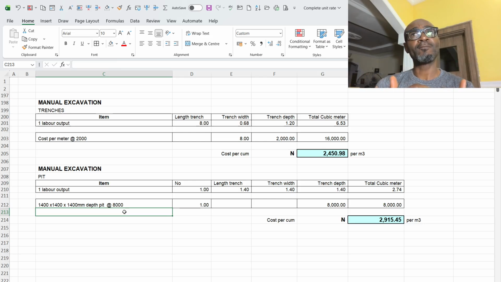If you have been following trends, you see that excavation during rainy season tends to be cheaper compared to the dry season, because during the dry season the soil is hardened and their output will be low. So they tend to charge higher in the dry season, but charge lower when it is rainy season. Having said that, I told us that the manual excavation computation is straightforward and easy.